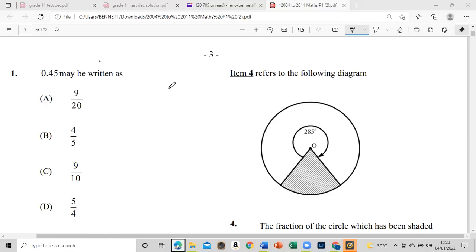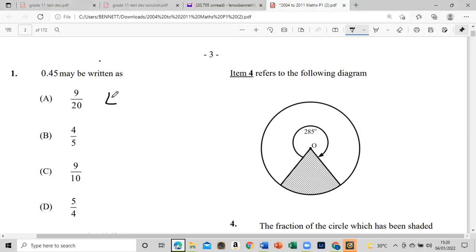I do my job, which is to provide you guys with the solutions, well explained, all right? So number one says 0.45 may be written as 9 over 20, 4 over 5, or 9 over 10. They always give you a nice easy one to start.